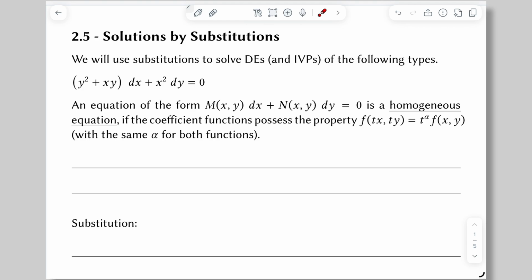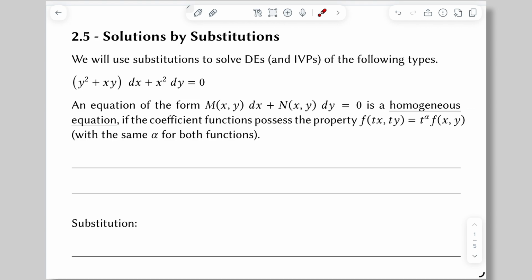We're going to look here at three different substitutions that are used to solve first-order differential equations. Here I'm going to present the various substitutions, and then in subsequent videos we're going to see them applied in turn. We have here the equation (y squared plus xy) dx plus x squared dy equals 0. This equation is in a category that we've referred to as homogeneous.